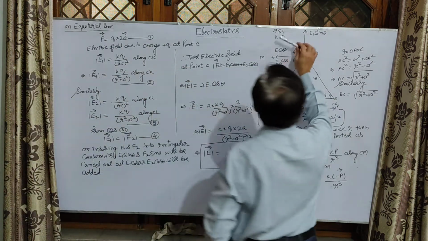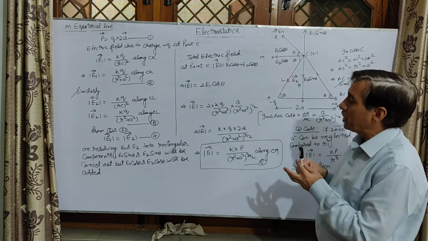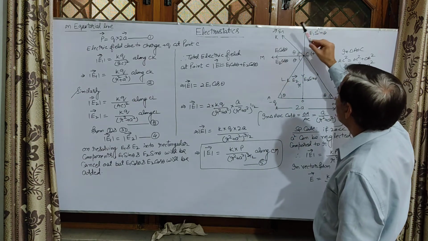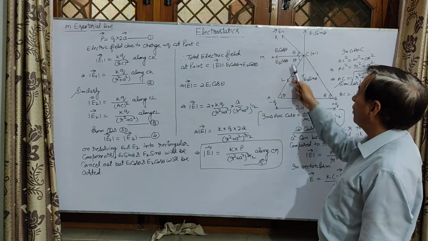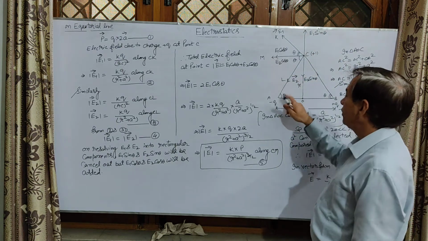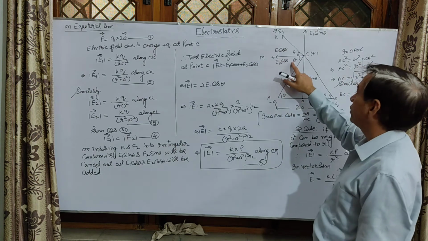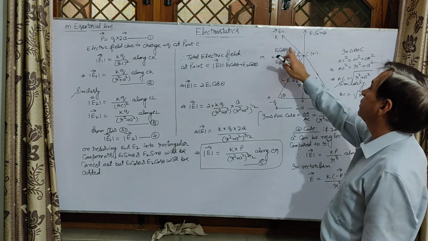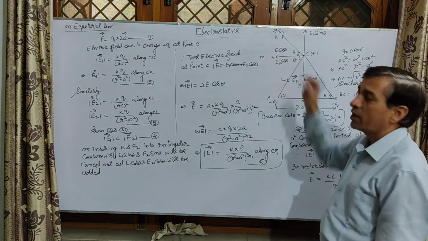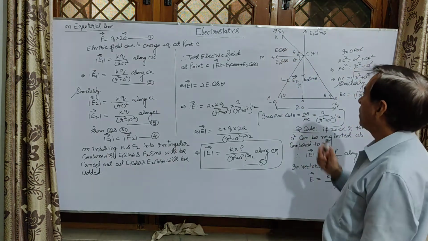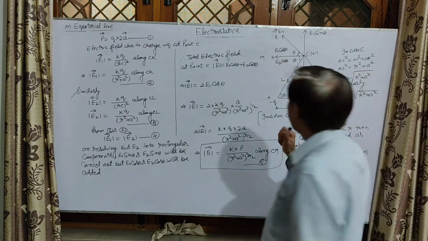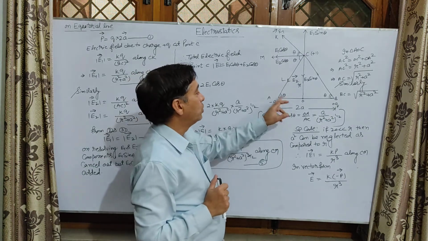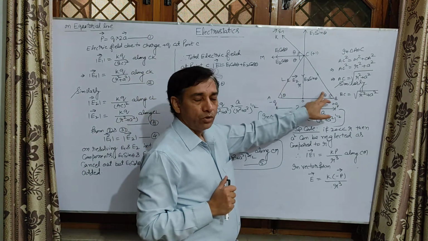Now we will resolve E1 and E2 into their rectangular components. So when you resolve E1, first of all we will find the value of theta. If this angle is theta, this angle will be theta by alternate interior angles, and if this is theta, this is also theta because corresponding angles are equal. And you know very well the equal sides have equal angles opposite to them. If this is theta, this is also theta.